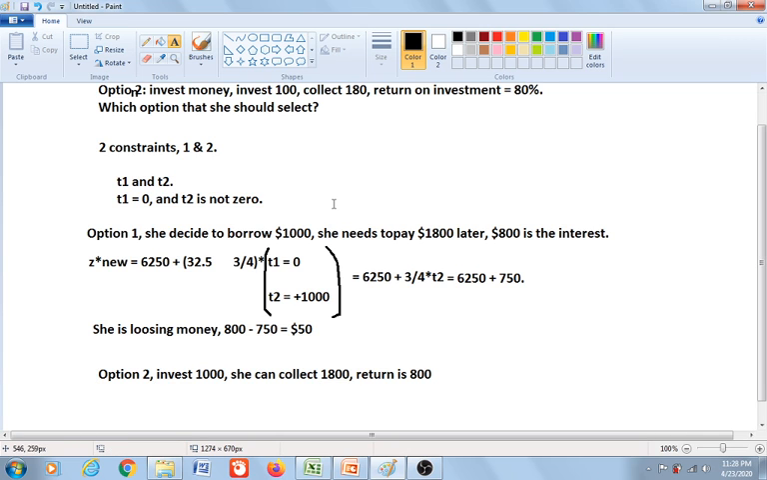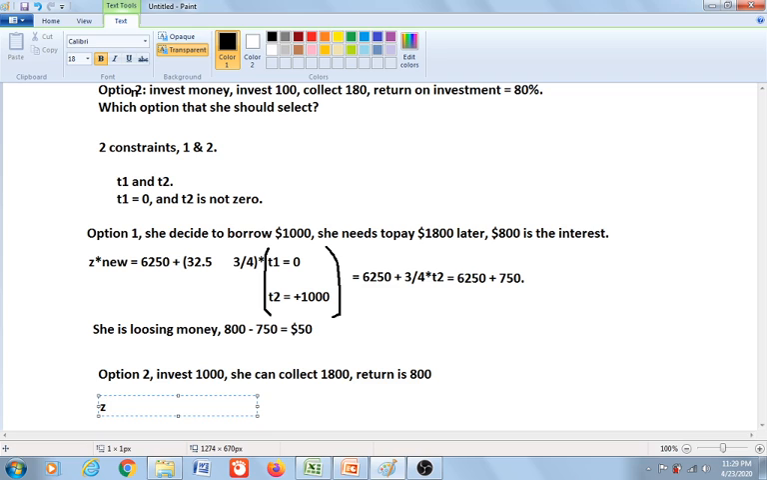So we can use the same equation. We can calculate the Z star new for option number 1. So that will be 6250. So we will use this equation plus 3/4 times T2. Now what is the value of T2 over here? The value of T2 over here should be minus 1,000.